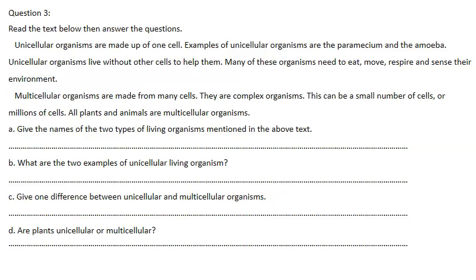Give the names of the two types of living organisms mentioned in the above text. It mentioned two types of living organisms. No. Two types in general. Plants and animals are examples of one type. What are the two types? It's talking about two types. Paragraph 1 is talking about the first type. Paragraph 2 is talking about the other type. Paramecium and amoeba are examples of the first type. Examples. I need the type.